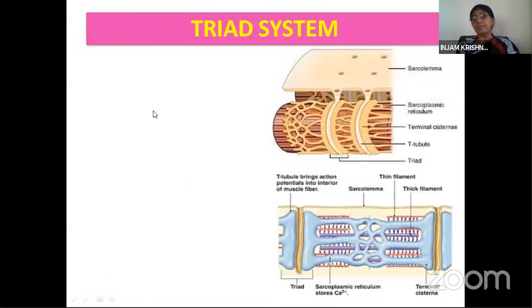Next, another concept. So far we have completed the structure of contractile proteins and the other proteins also. And now we are going to the triad system. The concept of the triad system. What is the triad system?